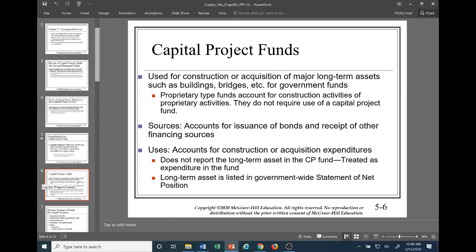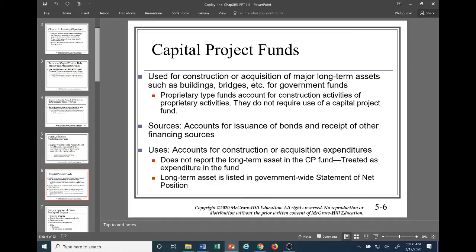Okay. So more on capital project funds. It's used for construction or acquisition of major long-term assets, such as buildings, bridges, sewers, drainages, sidewalks, stuff of that sort, for governmental funds. Proprietary type funds account for construction activities or proprietary activities. They do not require the use of a capital project fund. So we just established that, right?